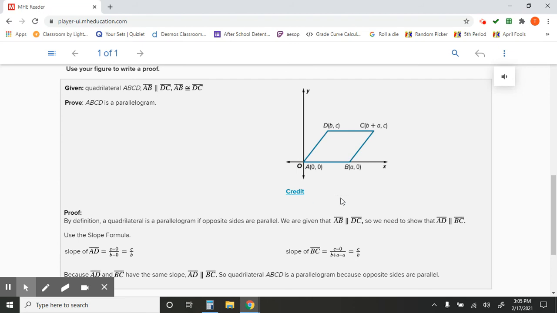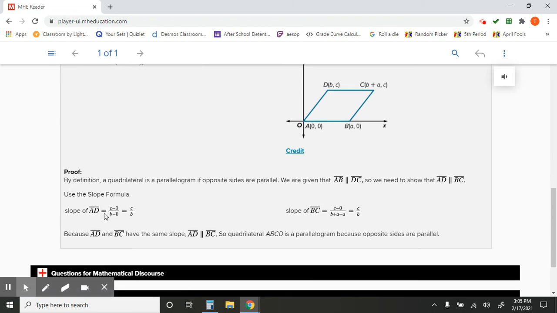Okay, so we have forced our quadrilateral onto the coordinate plane, and we have forced AB to be the same length as DC, and they are parallel to each other. The first thing we're going to do is use the slope formula to prove that they have the same slope, to prove that they are parallel to each other. By definition, a quadrilateral is a parallelogram if opposite sides are parallel. We are given that AB is parallel to DC, so we need to show that AD is parallel to BC.